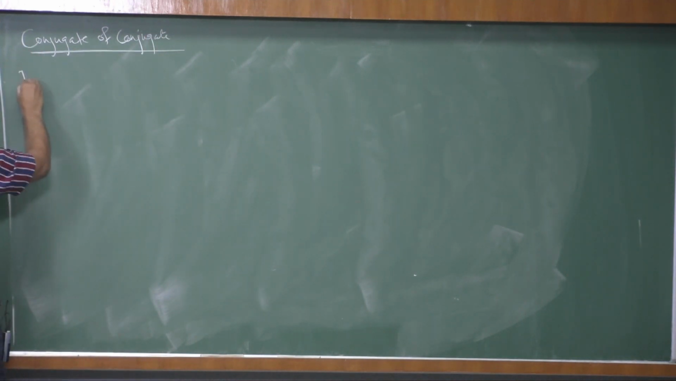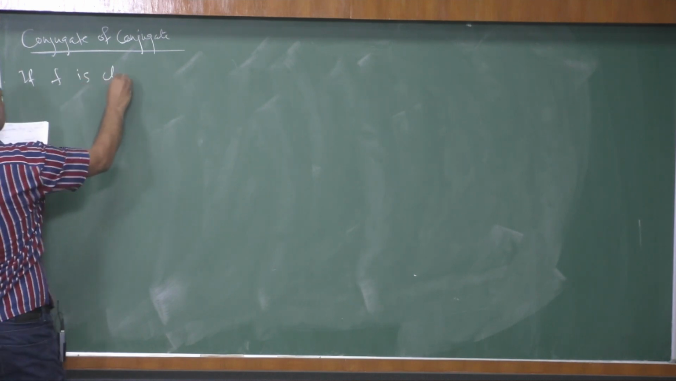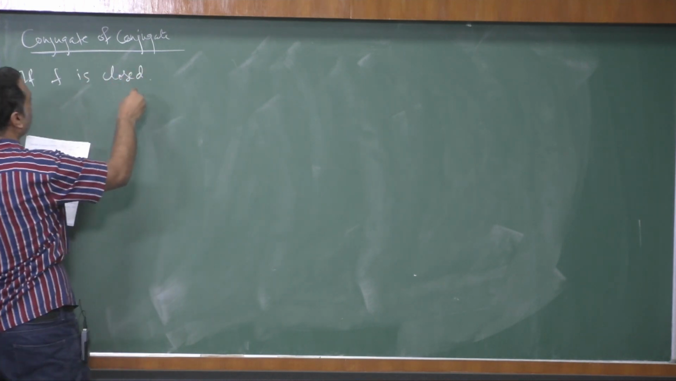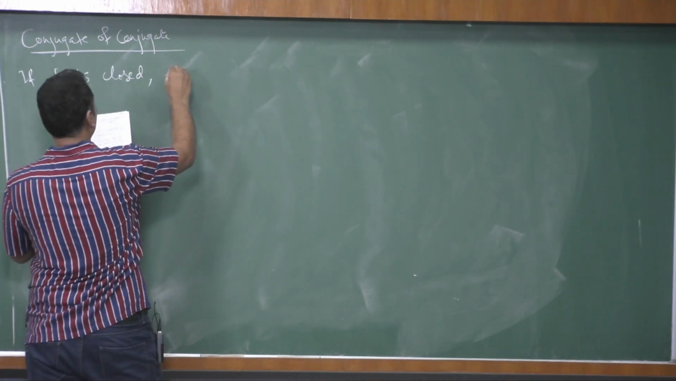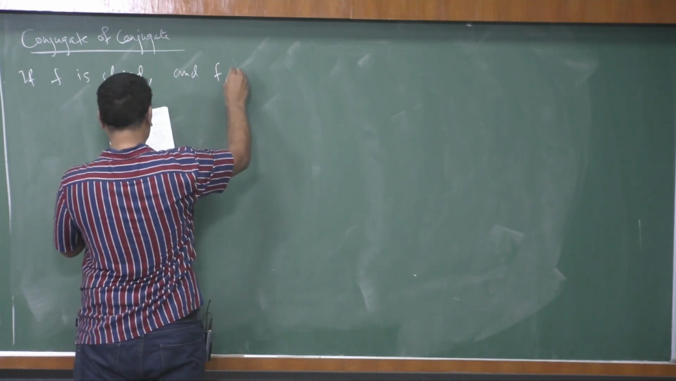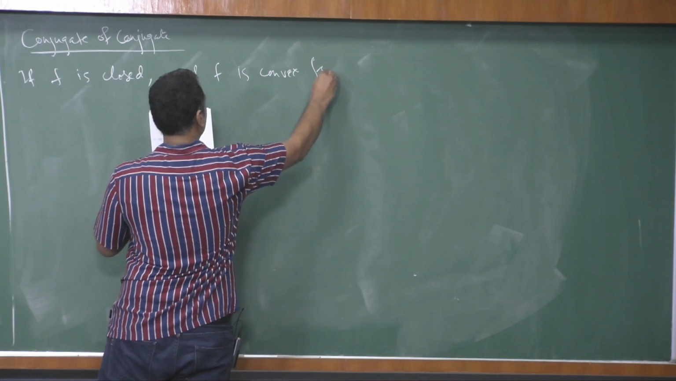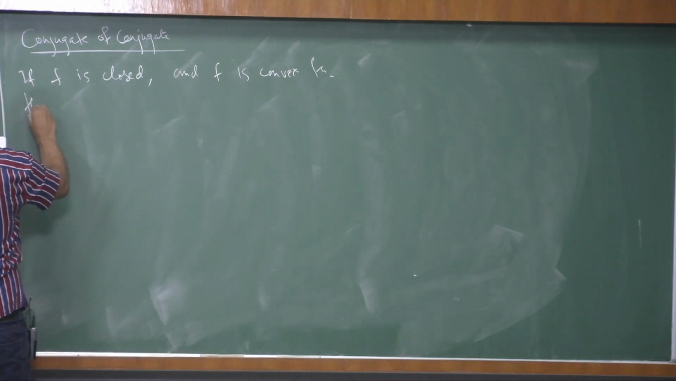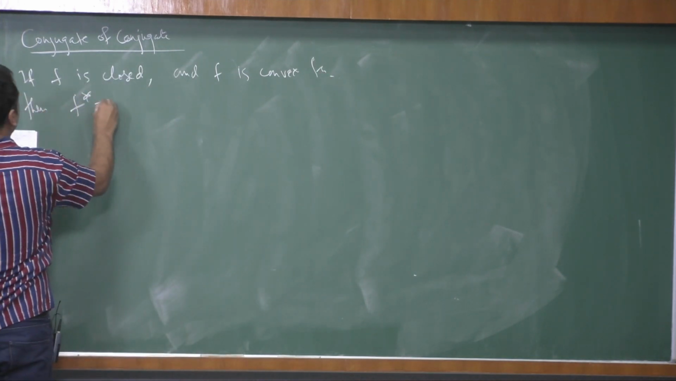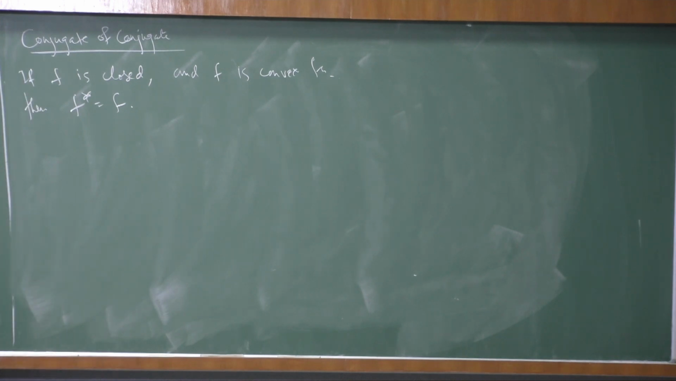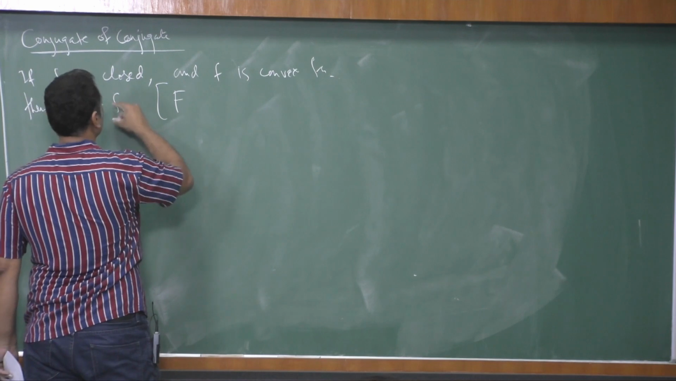If f is closed, meaning the epigraph of f is closed, and f is convex, then there is a result that f star star is equal to f. Proving this result is called the Fenchel-Moreau decomposition. I do this again in optimization, but it could be taken as a project, because it's a long proof.